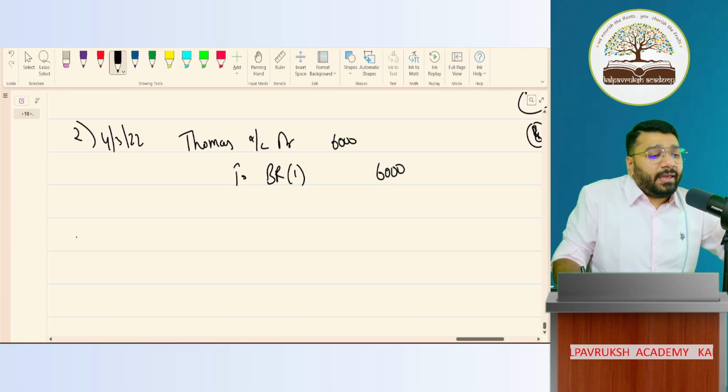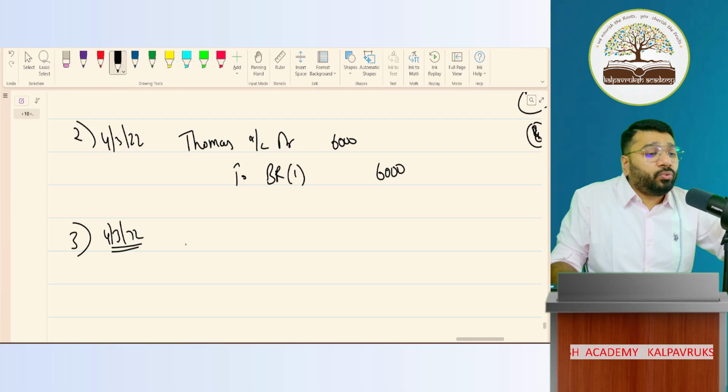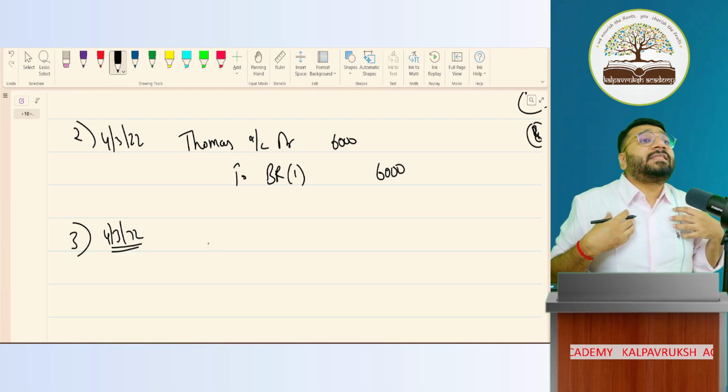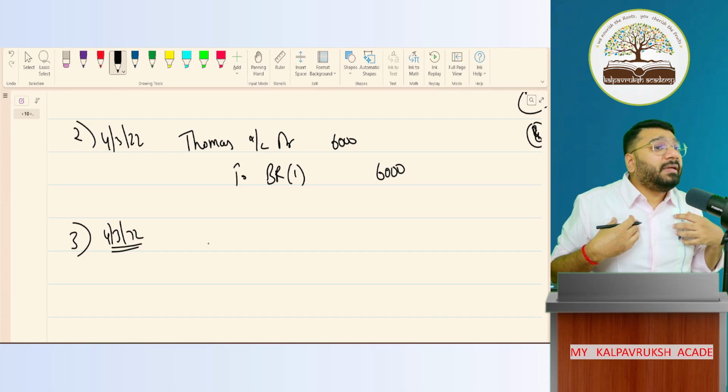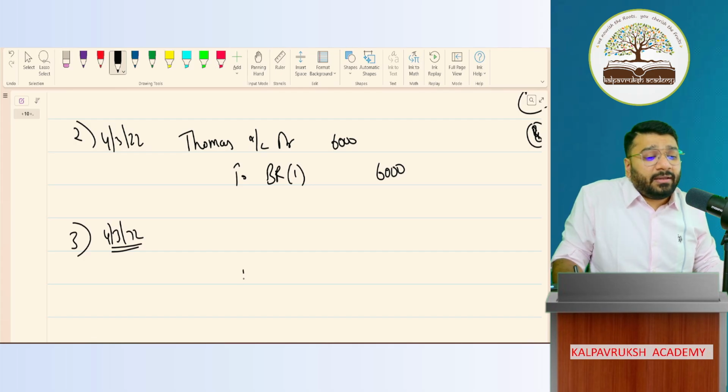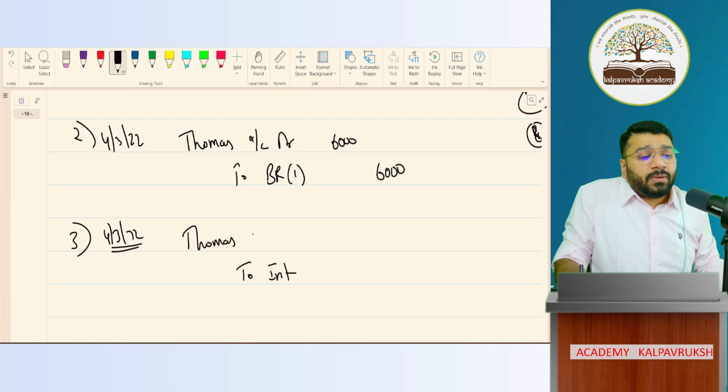On the same day, you have to pass the entry for interest due, 4 March 22. What is the entry for interest due? David is going to receive the interest. For me, it is income. Debit all expense and losses, credit all income and gain. So to interest income. And this money from whom should I recover? Thomas only. So Thomas account debit.